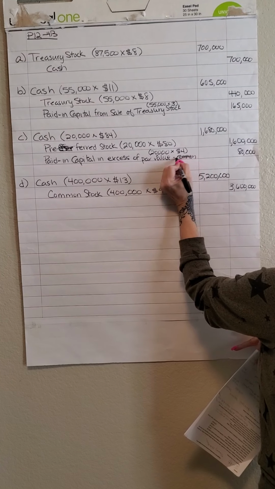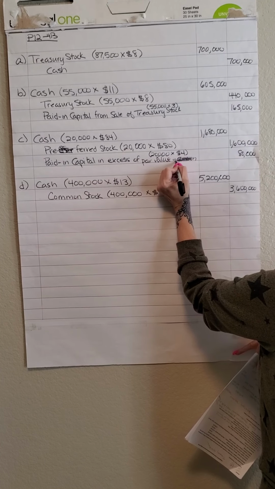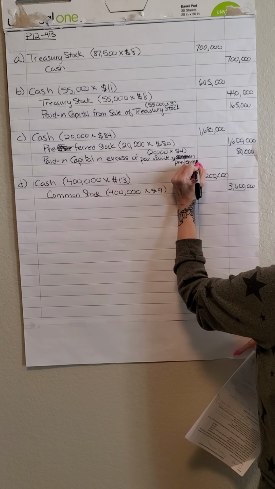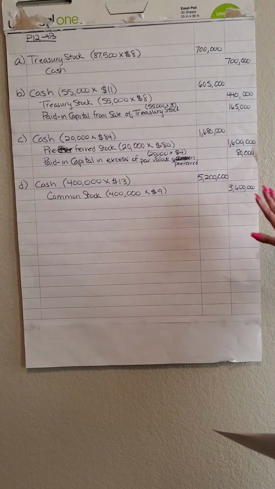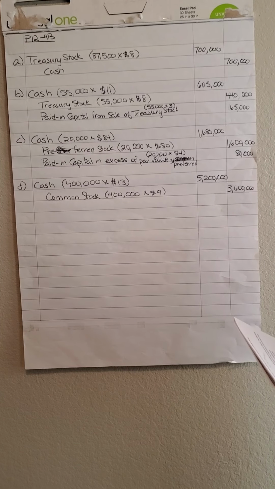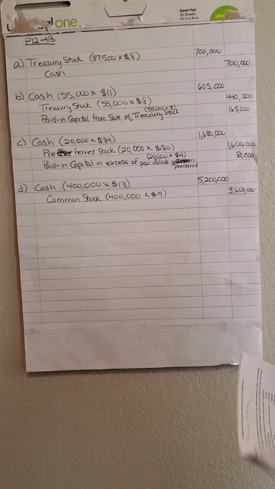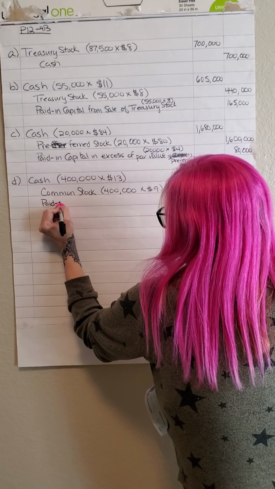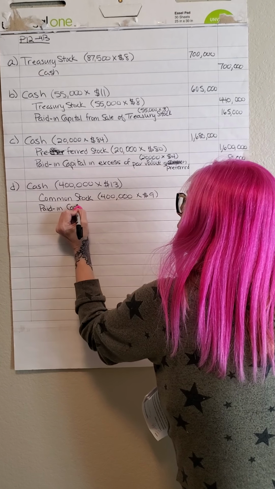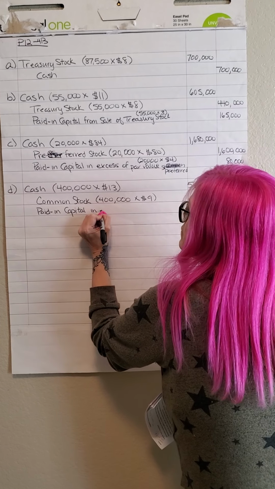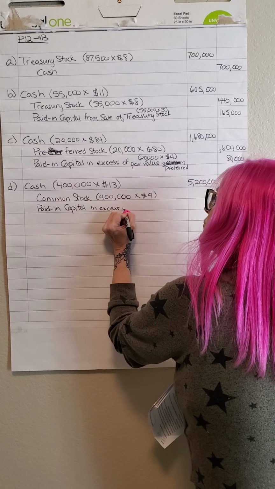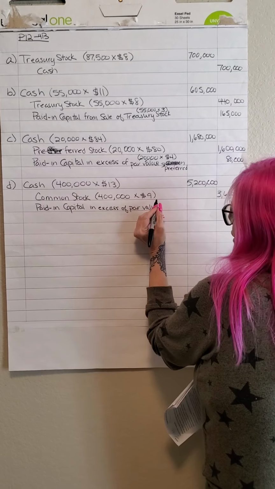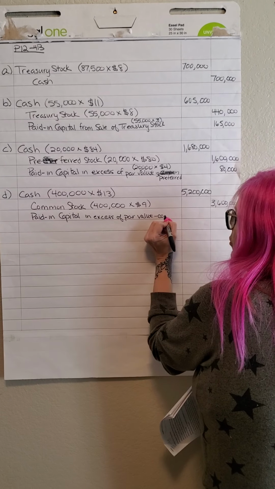Here, I did make a mistake. This should be for par value preferred stock. All right, so we've got our cash, our common stock, and then in addition, we'll have paid in capital in excess of par value. And I will put the correct designation here that it's for our common stock.